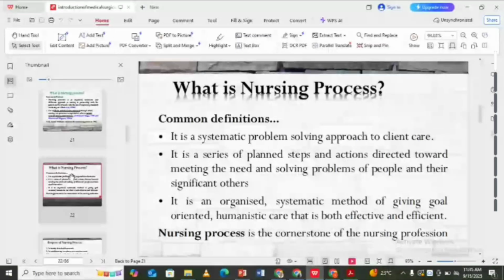It has that series of planned steps and actions which now help to solve problems of people and the significant others, that is the caregivers. Very organized, goal-oriented. It has that humanistic care. That's why you have to be empathic, feel yourself in the shoes of this patient, even as you go through that.